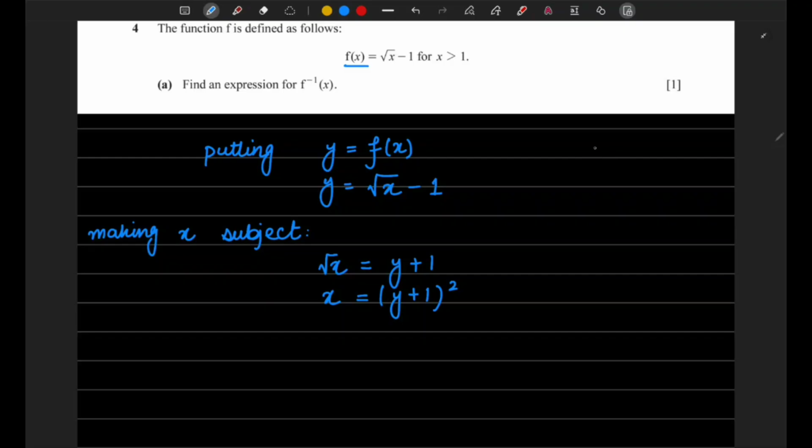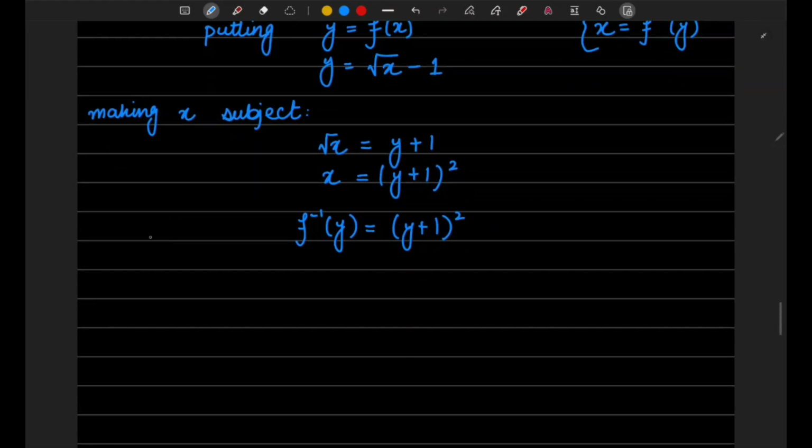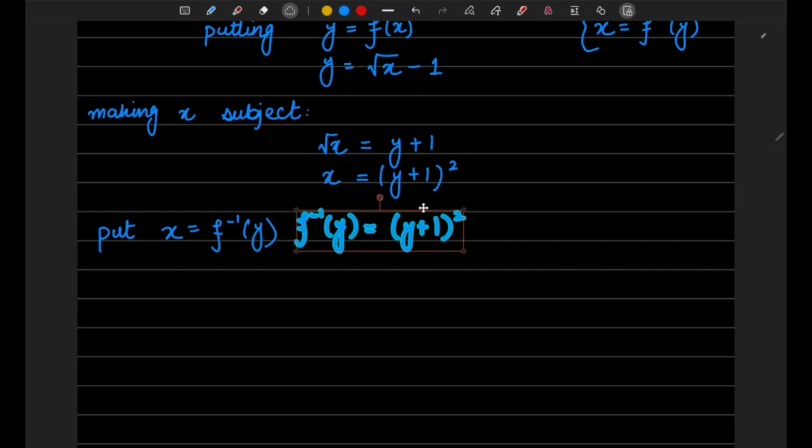Now, if we put y equal to f of x, then obviously x will be equal to f inverse of y, as when f is moved to the other side, it becomes f inverse. It is not compulsory to do this, I'm just showing how it is done. Just put x equals f inverse of y. So it will become f inverse of y equals (y plus 1) squared. These are the steps that I'm writing side by side.